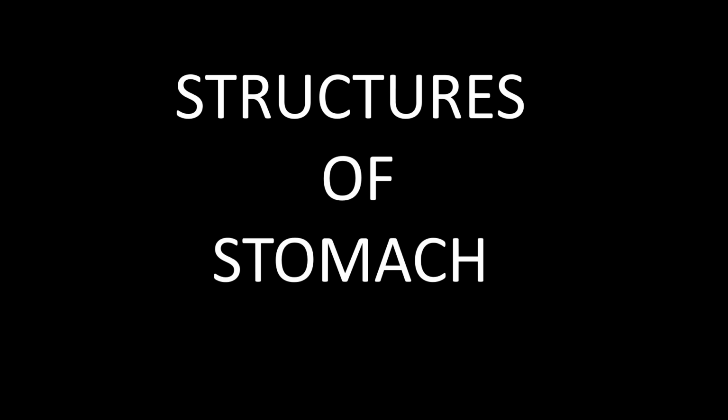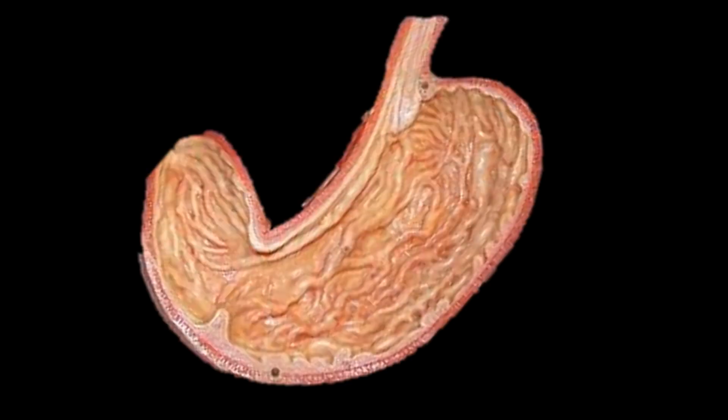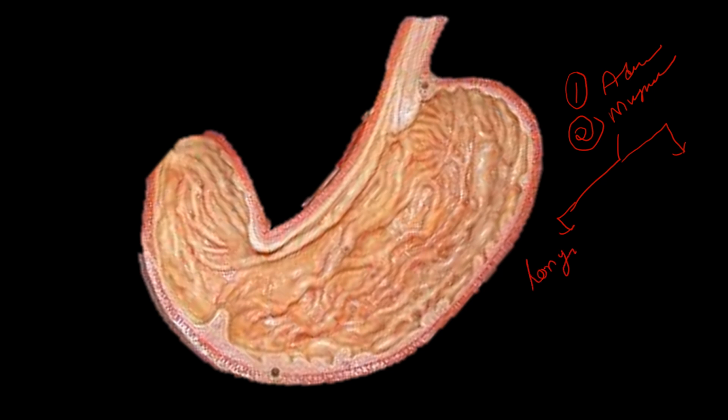Discuss now the structure of the stomach. The stomach has layers. From outside inward, first is the adventitia or serosa. Second is the muscular layer. The muscular layer has three types of muscles. From outside inward, they are longitudinal, circular, and oblique.